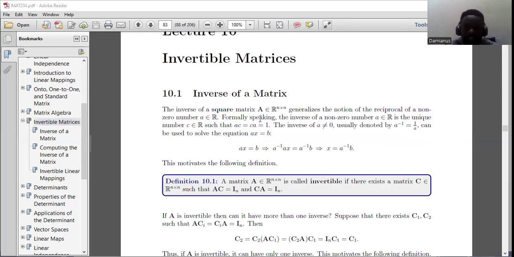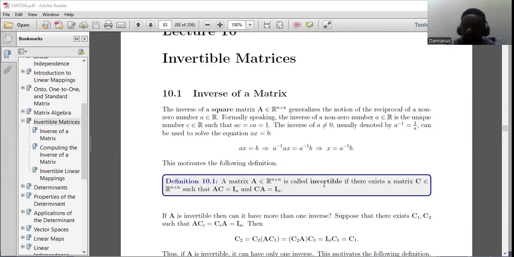The inverse of a square matrix A, an n by n matrix whose entries are real numbers, generalizes the notion of the reciprocal of a non-zero number. In other words, when we talk about inverse, it's just divide. The inverse of 1 is 1. The inverse of 2 is 1 over 2. The inverse of 3 is 1 over 3, and so on.